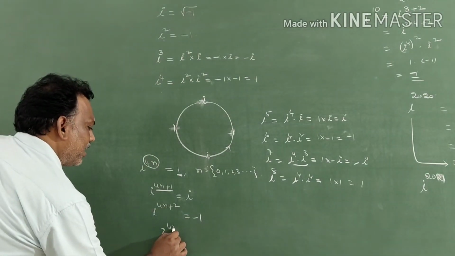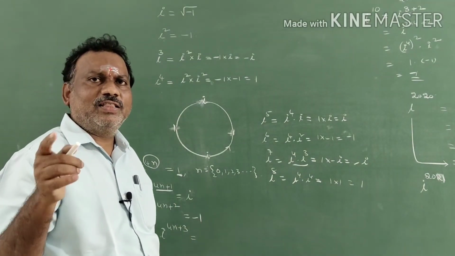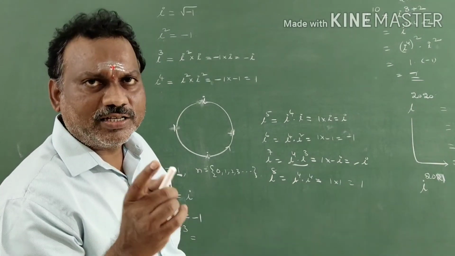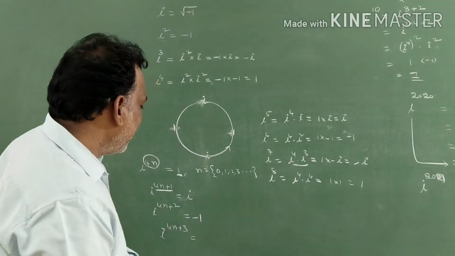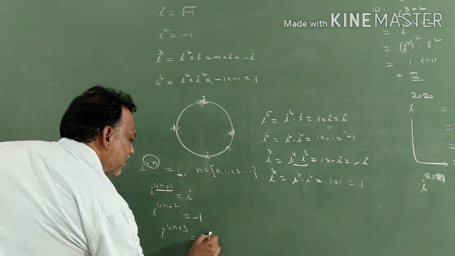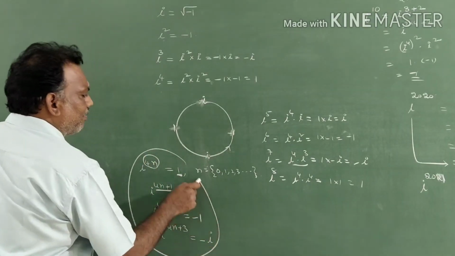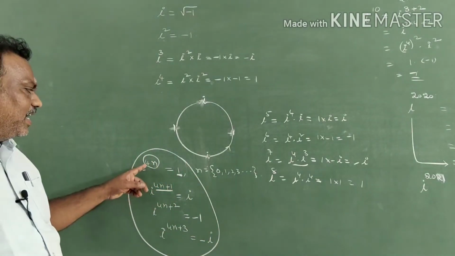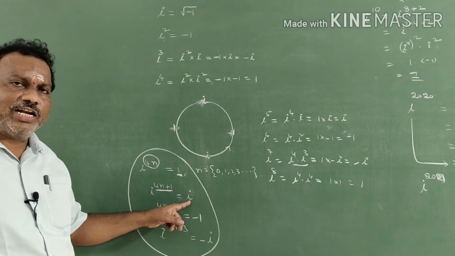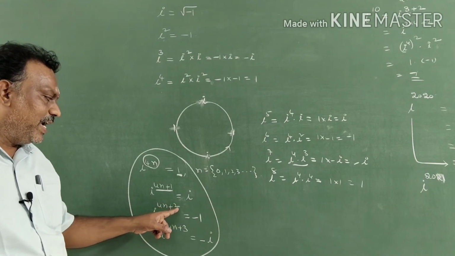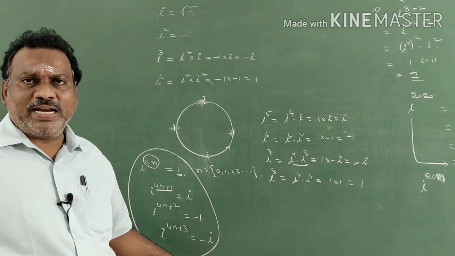i to the power of 4n plus 3, what does it mean? If you divide by 4, you are getting remainder 3. Suppose 2019, last year. If you divide by 4, you get remainder 3. Correct or not? In that case, this value becomes minus i. That's why it is a general formula for i. Whatever the number given as i exponent, if it is exactly divisible by 4, your answer is 1. If it is divisible by 4 with remainder 1, your answer is i. With remainder 2, minus 1. With remainder 3, minus i.